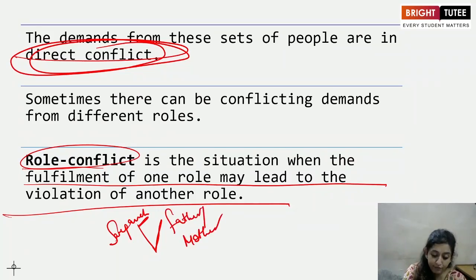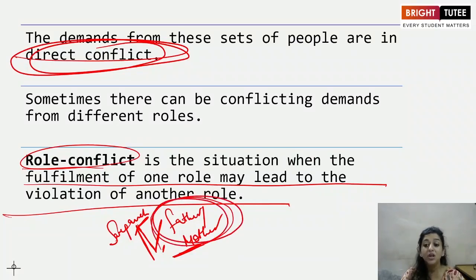Because if you take this direction, you are ignoring this one. So you are not really fulfilling the roles required by this particular status that you hold, and this is where role conflict takes place.